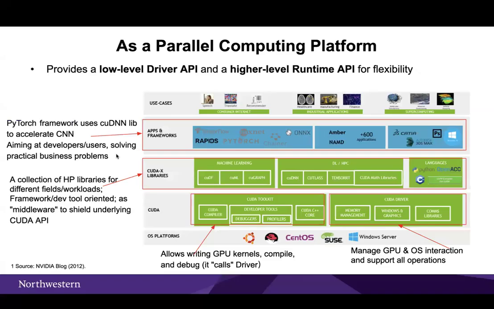CUDA is often mistakenly thought of as a programming language or merely an API. In reality, it's a full-fledged parallel computing platform. At its core, CUDA provides both a low-level driver API and a high-level runtime API. Structurally, the CUDA platform is layered. At the top, apps and frameworks like PyTorch and TensorFlow leverage CUDA for deep learning, while CAD software and simulation tools also integrate with CUDA for advanced graphics.